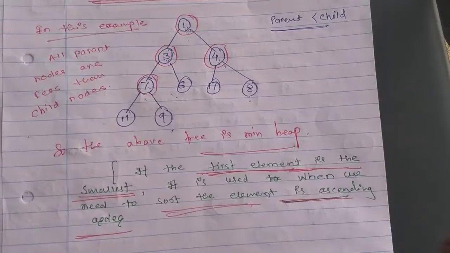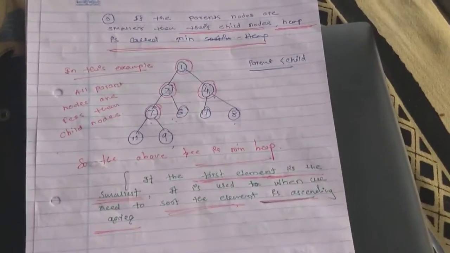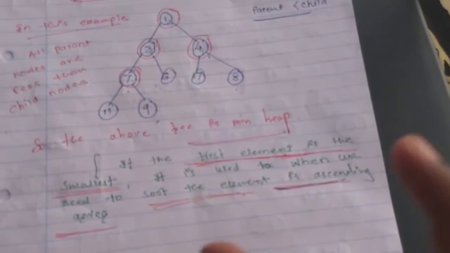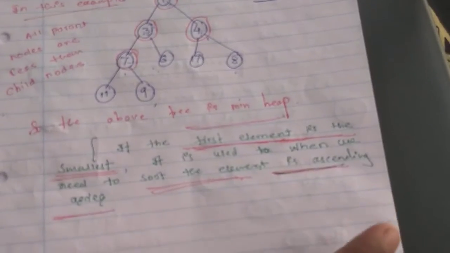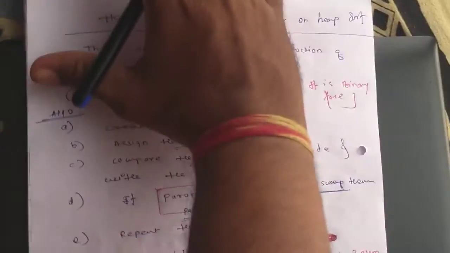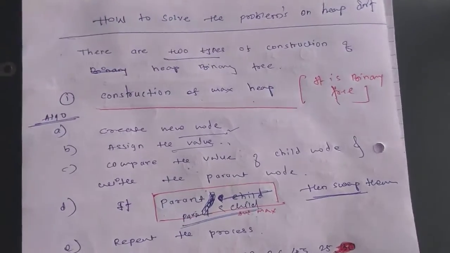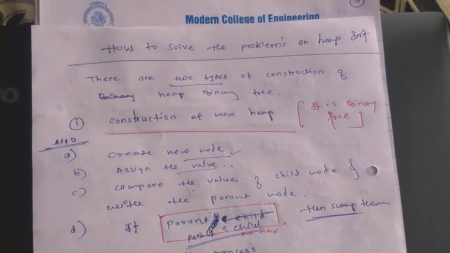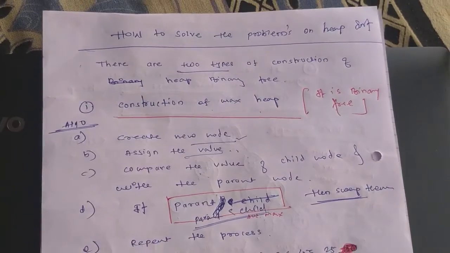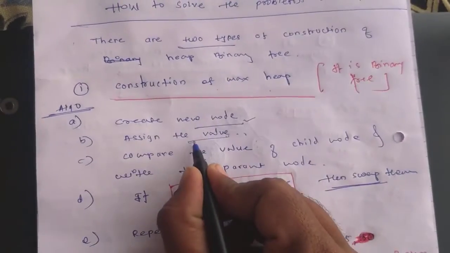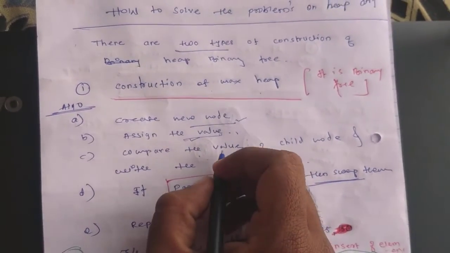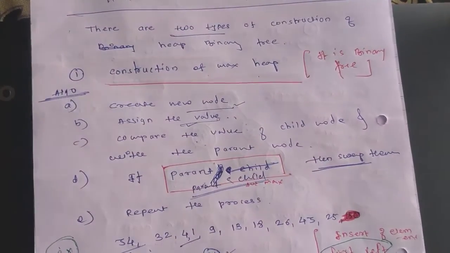Now we will see examples of how to construct this heap tree by using min and max trees. We will first see how to construct the maximum heap tree. When we are going to construct the maximum heap tree, we have to follow some properties. The first one, you have to create the nodes and assign the values. After assigning the values, it means you are creating a new node.